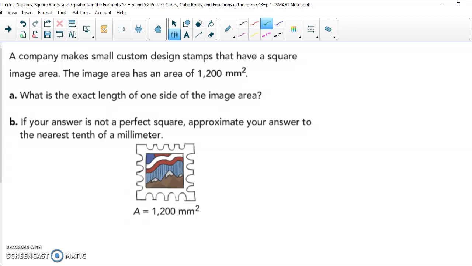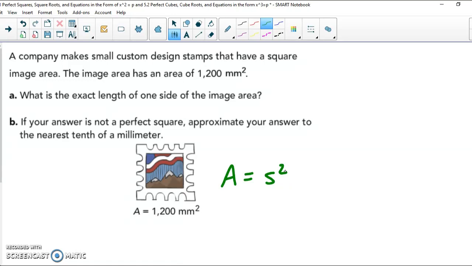We know that it's a square, so all the lengths are the same. And we also know that the millimeters they're measuring in are millimeters squared. So we know that the area equals 1,200 millimeters squared. Well, if I want to know the length, I know that the area of a square is side squared, or length times length.